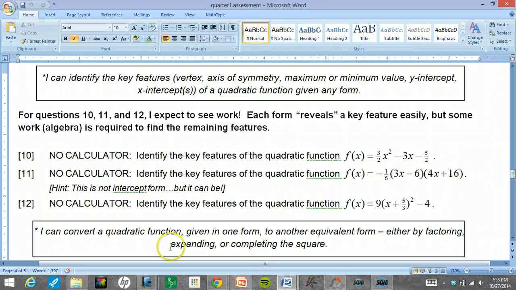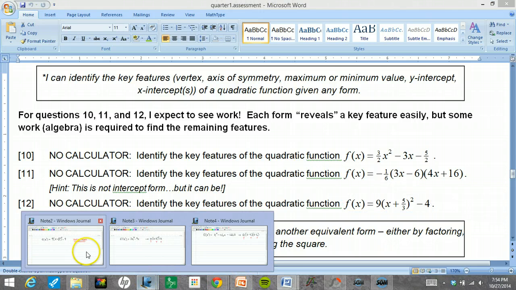So for number 12, you need to identify the key features, reminding you what they are: the vertex, the axis of symmetry, the max-min value, the y-intercept, and the x-intercept, or zeros. For number 12, this function, f of x, is 9 times the quantity x plus 5/3 squared minus 4. Alright, let's get to it.